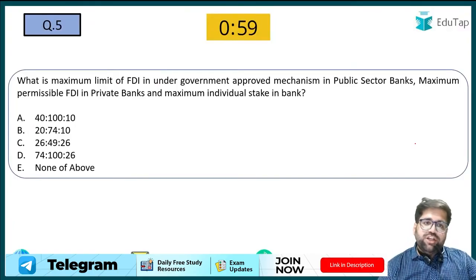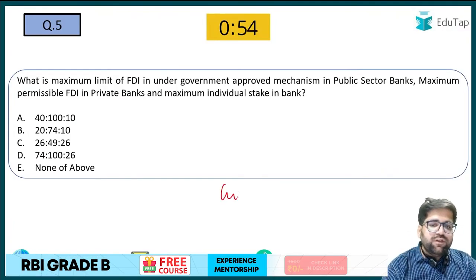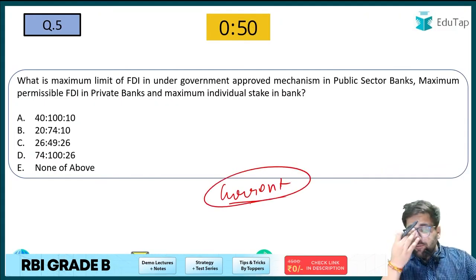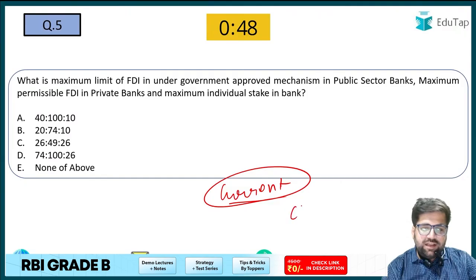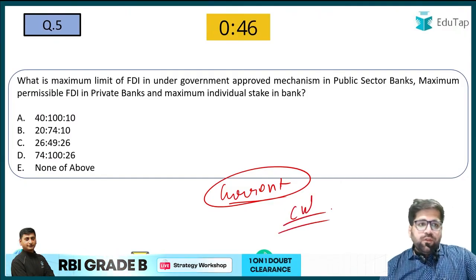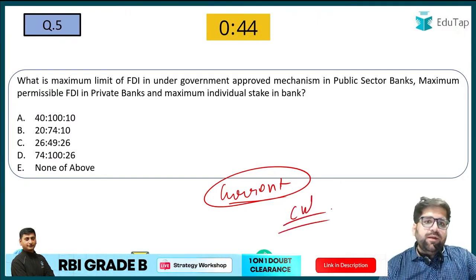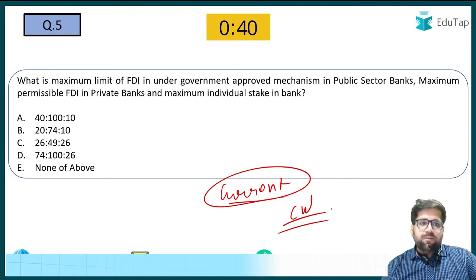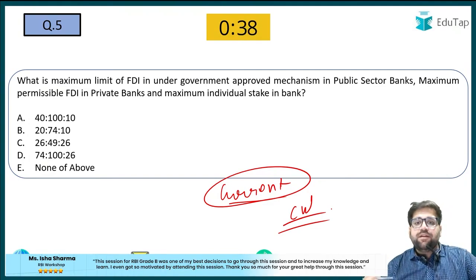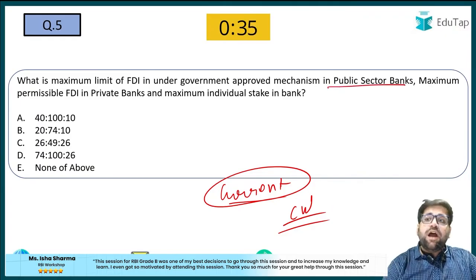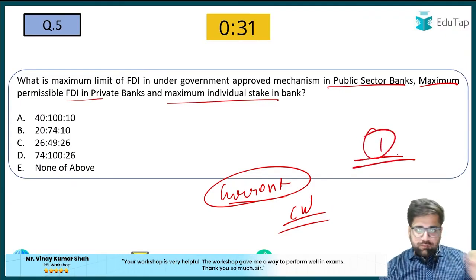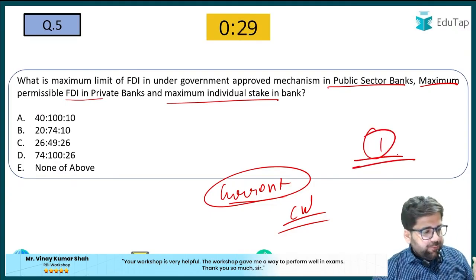Now we are coming to question number 5. This particular question is based on current affairs as well, you can say. But again, if you are reading your Business Standard, Economic Times, Hindu Business Line, then this question is a cakewalk for all of you. What is the maximum FDI limit under the government approved mechanism for public sector banks, the maximum permissible under private banks, and the maximum individual stake in banks? So you have 3 questions asked here. Again, this is a 1 marker question. So I request everyone to please participate.